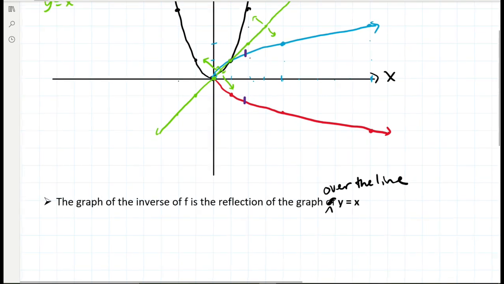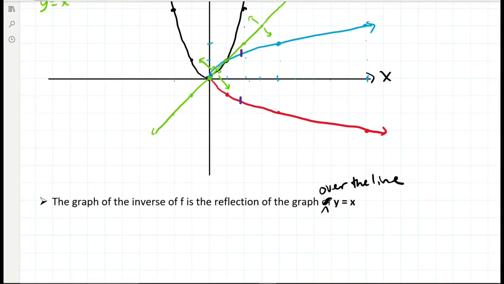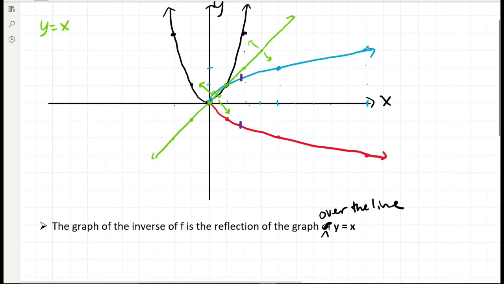All right, so there's a special relationship there. So I could basically give you any graph, and if I ask you to graph the inverse graph, you can just use this method and reflect it based off of being the same distance away on both sides, a reflection.